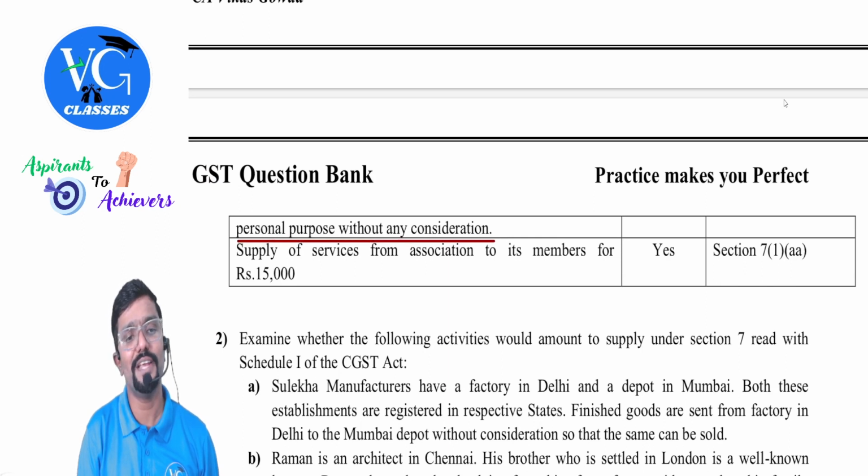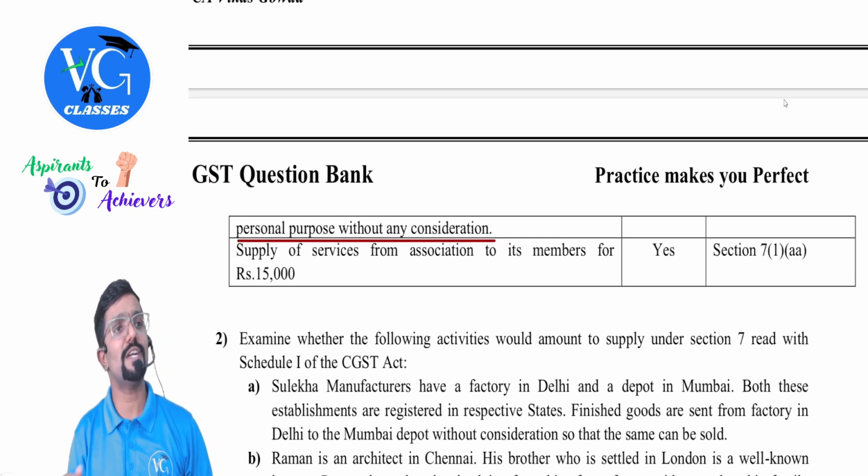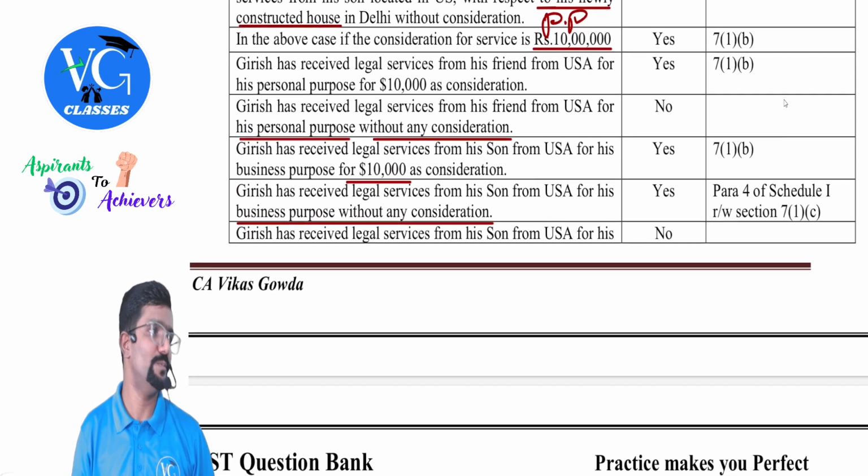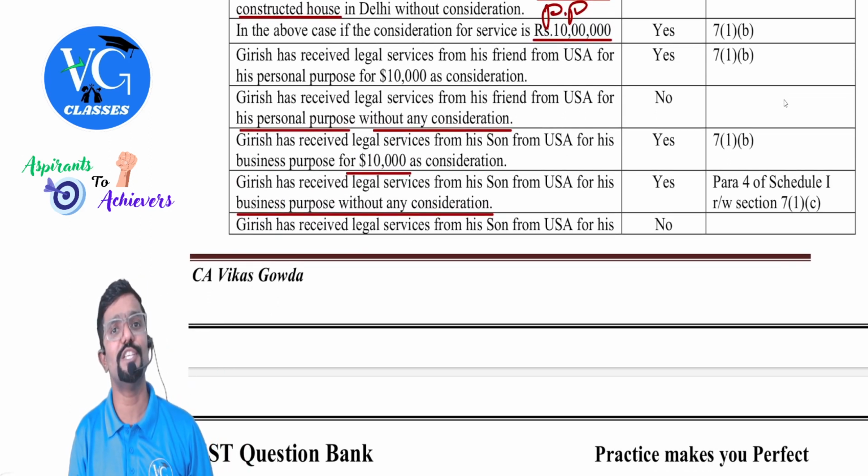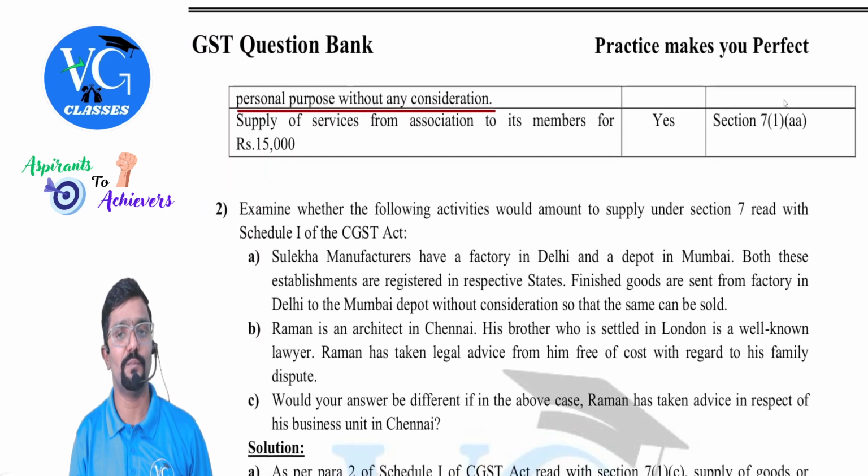Next, Girish has received legal services from his son from USA for his personal purpose without consideration. What is important here? Personal. So is it a part of para 4? No, sir. No. Sir, what about 7(1)(b)? Consideration is not there. So both parts will not come.